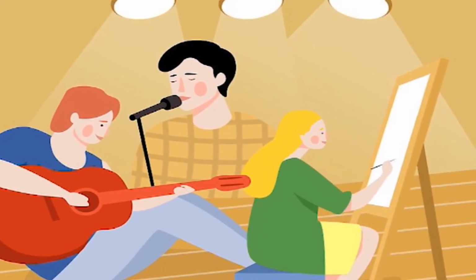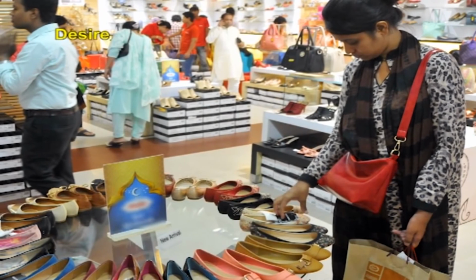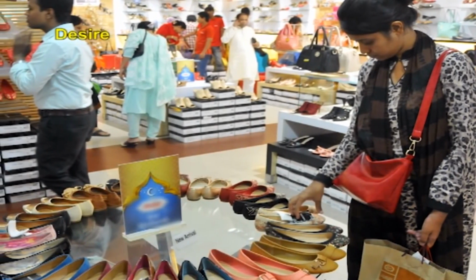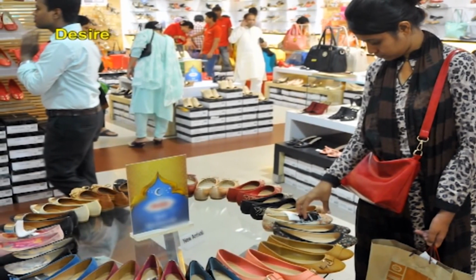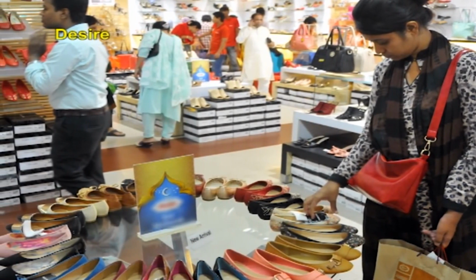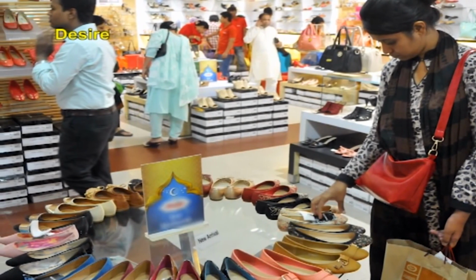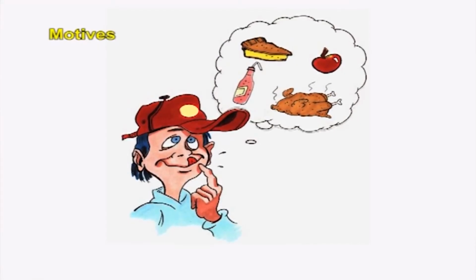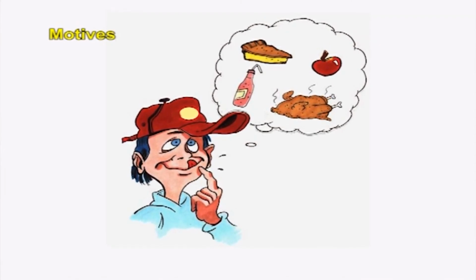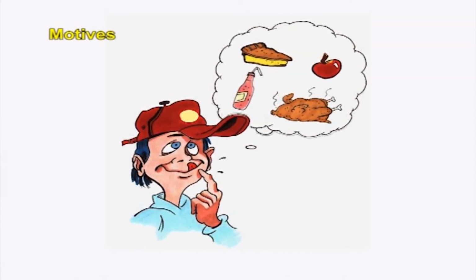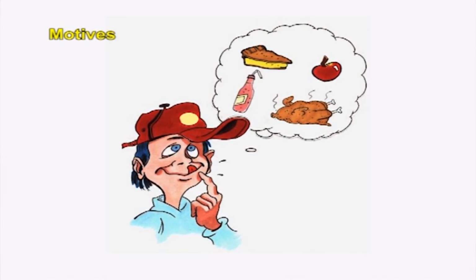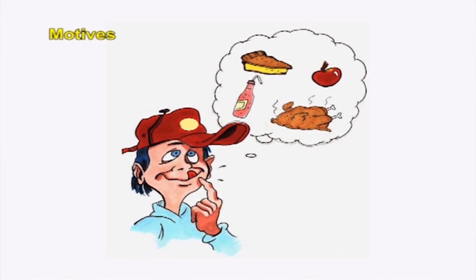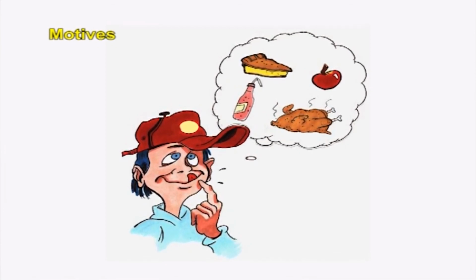The second factor is desire. People pay attention to things which they desire. When we go to a shop, we give more attention to materials that we desire to buy than to the other materials. The next factor is motives. Basic motives are so powerful and important in drawing attention. A person who is hungry will pay more attention to places where food is available.